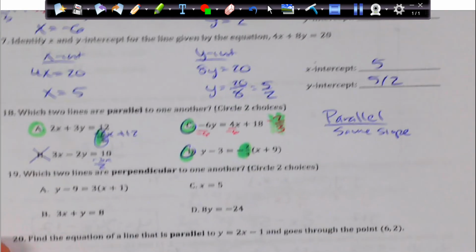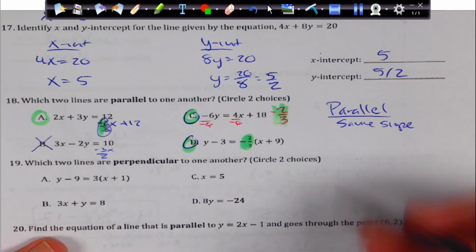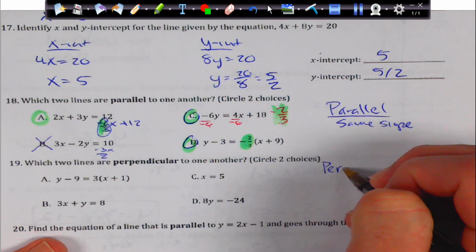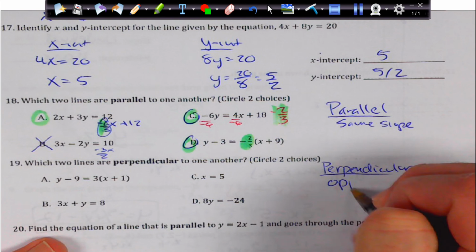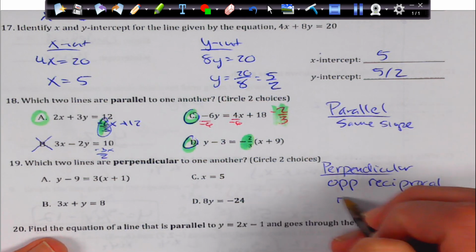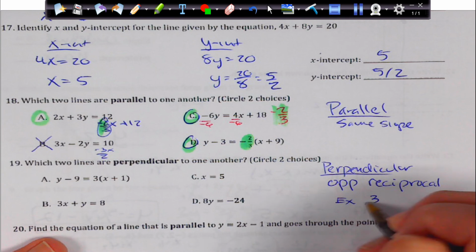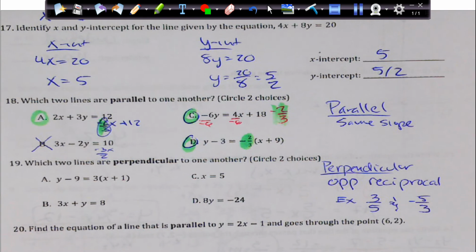All right, perpendicular to one another. So we're looking now for opposite reciprocal slope. Okay, which is a little bit of a mouthful. Opposite reciprocal. So that would be like, you know, if you had 3 over 5, then the opposite reciprocal would be negative 5 over 3. So it's the opposite sign, one's positive, one's negative, and then, you know, we have a flipping of it.